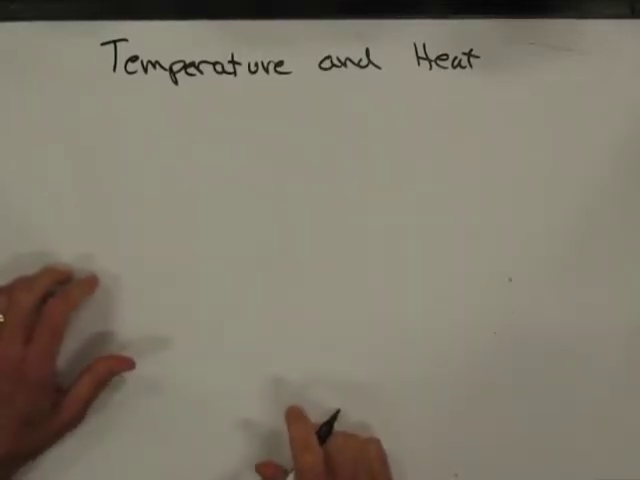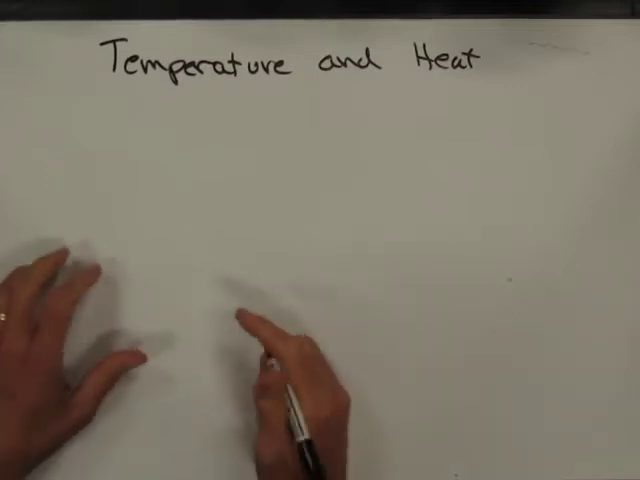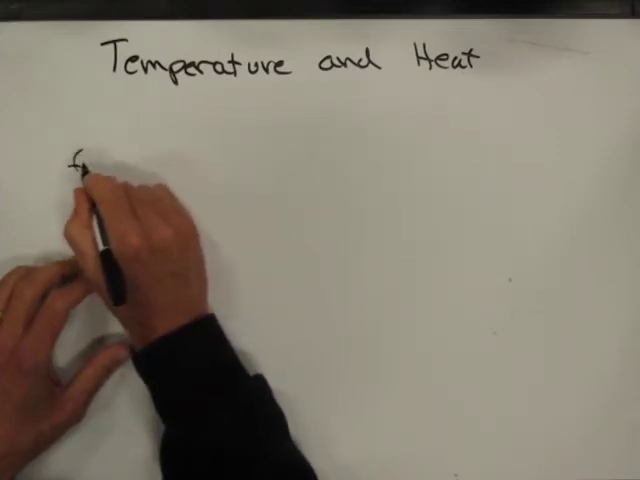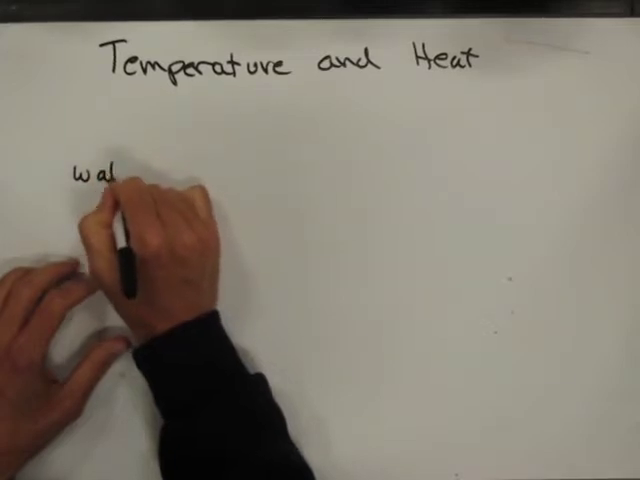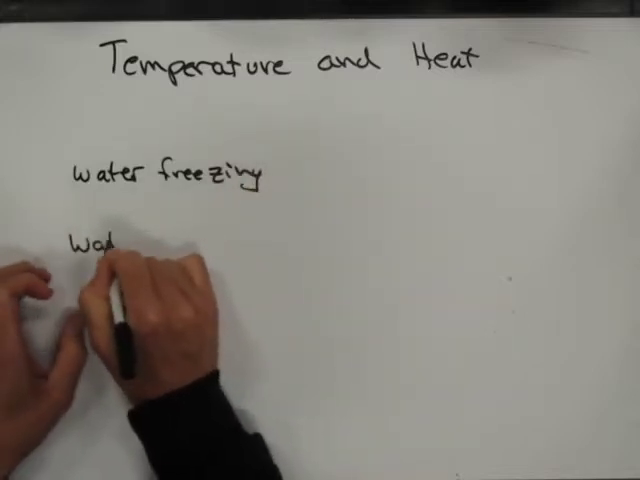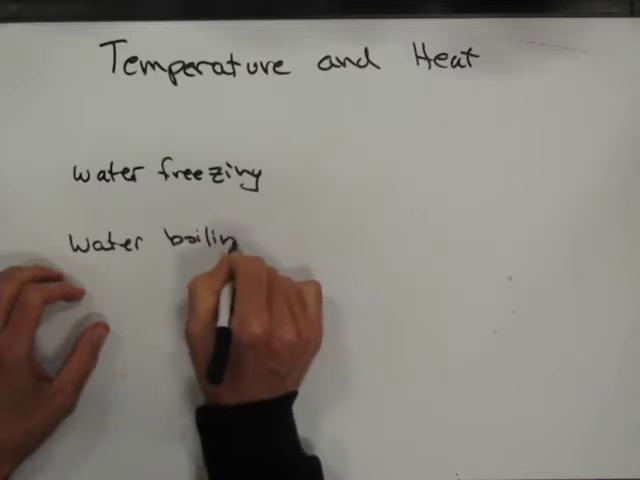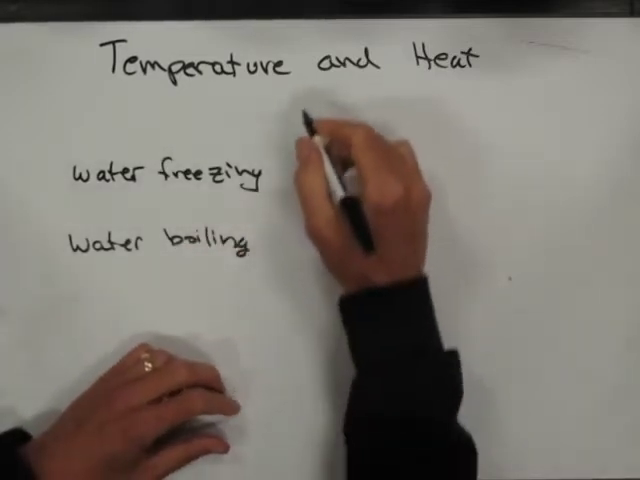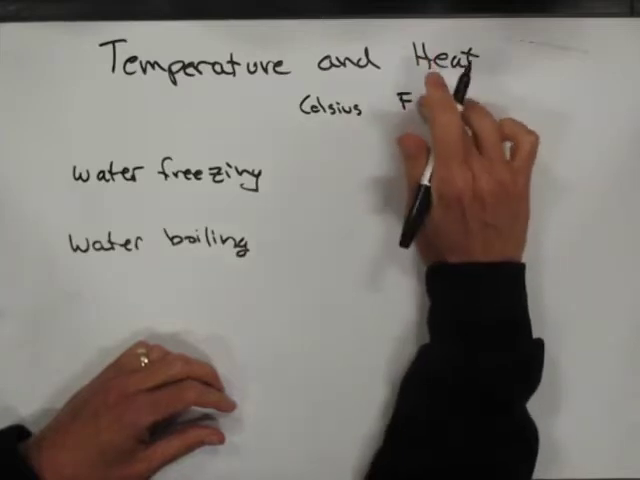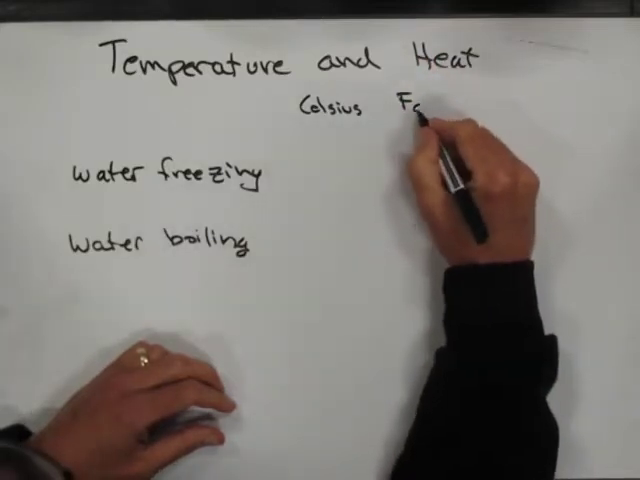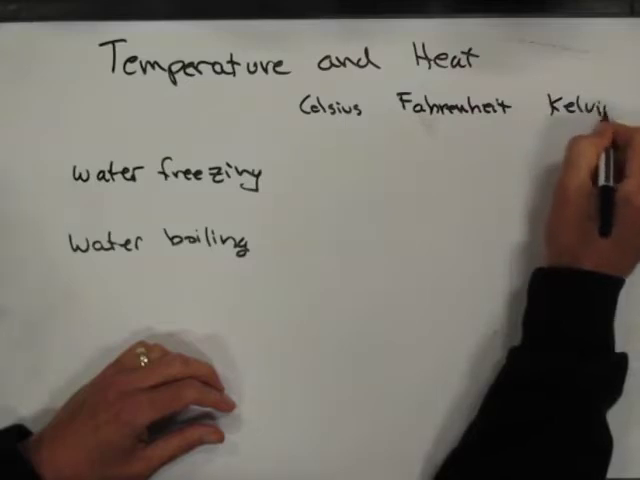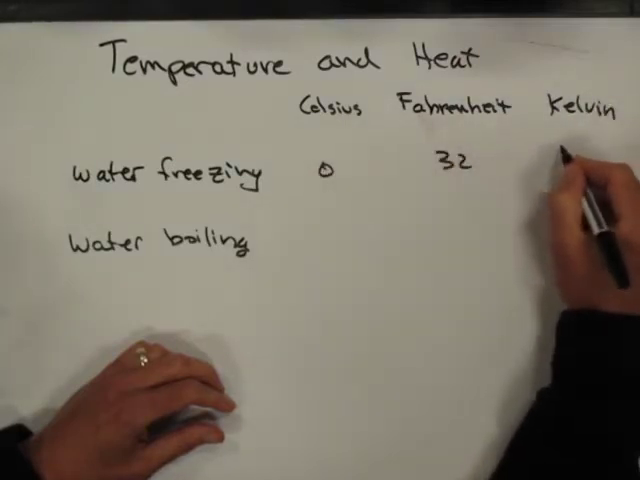So this chapter is on temperature and heat, and we'll start with temperature. You're probably familiar with the temperature scale, so if I give you the Celsius scale and the Fahrenheit scale, and maybe the Kelvin scale. So this is 0, this is 32, and this is like 273.